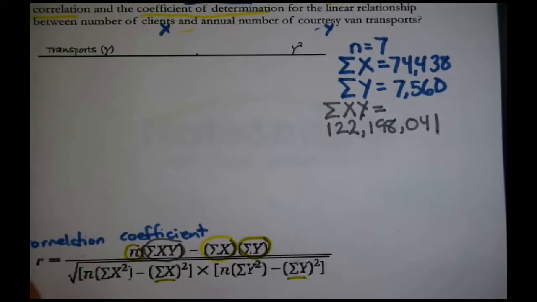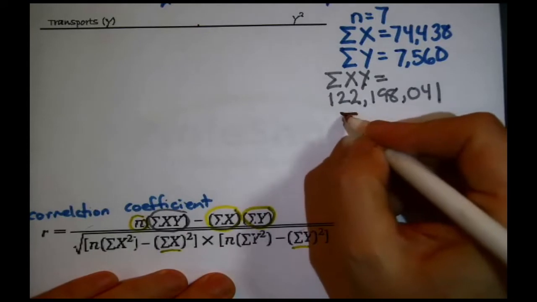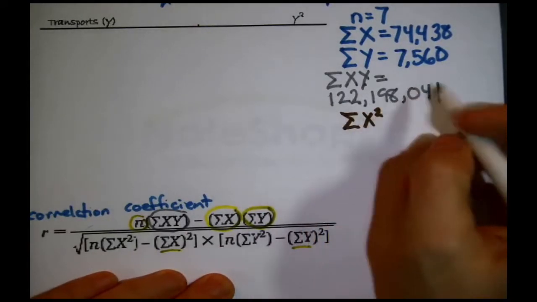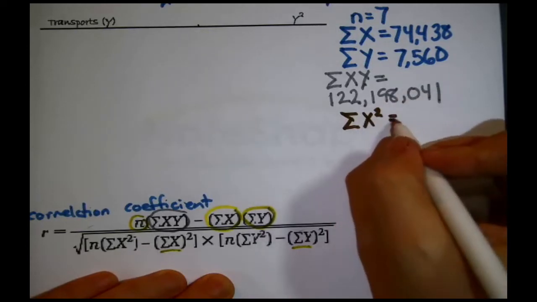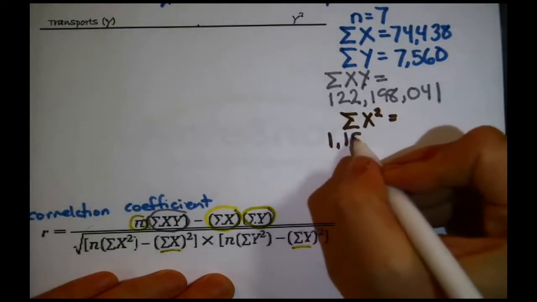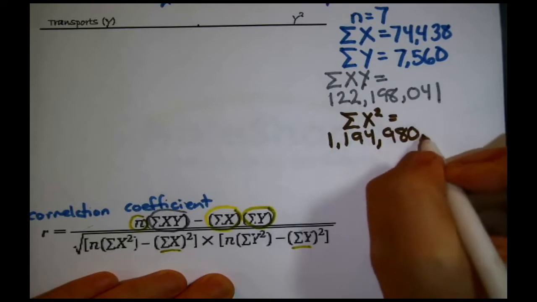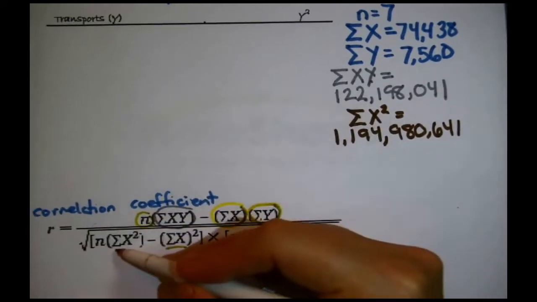And what else did we do that could save us some work? Last time we did have to find the sum, sigma, of X squared, meaning square all the different numbers of clients and then add them up. And that added up last time to a really big number, 1,194,980,641. And sure enough, we do need that down here. See it right here?